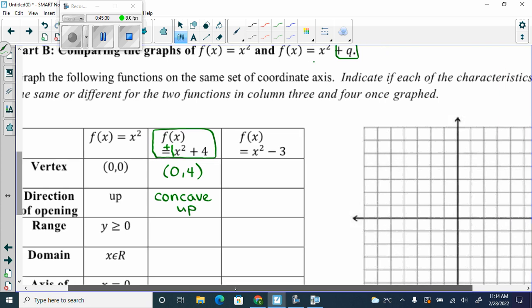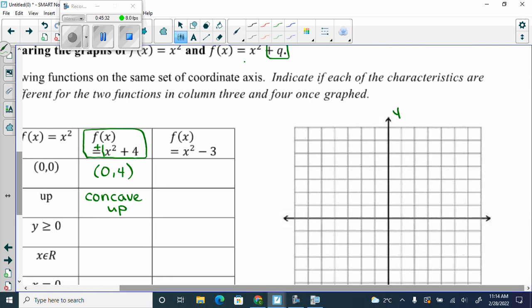So I can sketch it from the original if I want to. So I'm going to go Y scale 2, X scale 1. And I'm going to draw my original on here. My original is 0, 0, 1, 1, negative 1, 1, 2, 4, negative 2, 4, and then 3, 9, negative 3, 9. So this is the original. Oops.